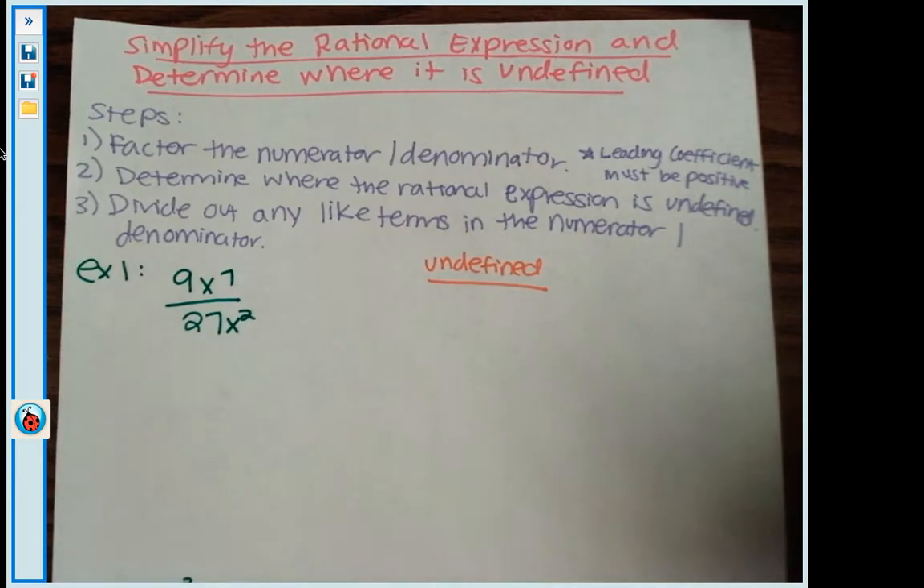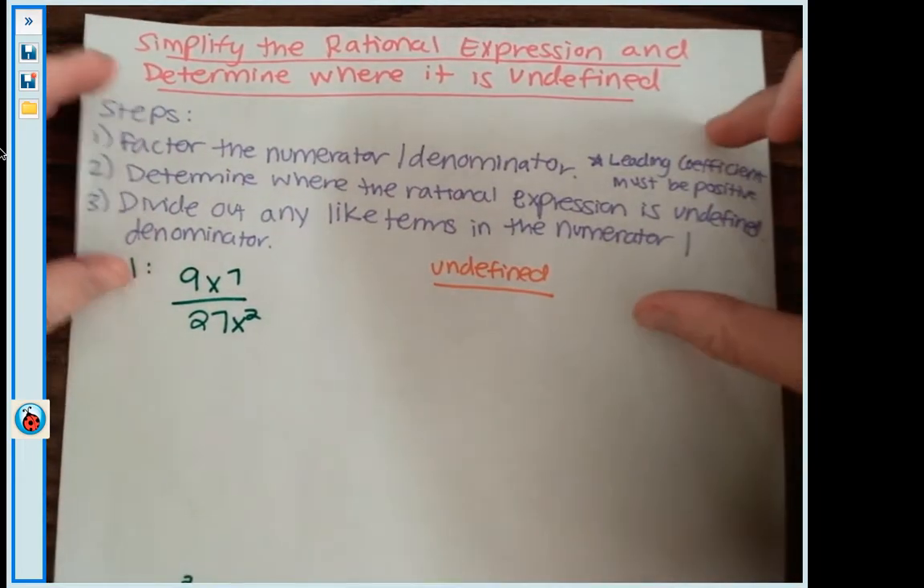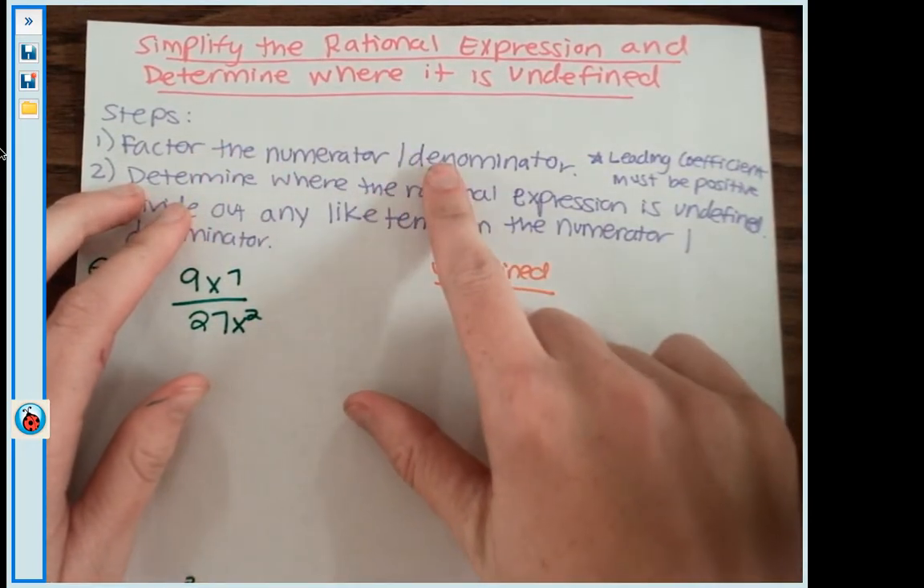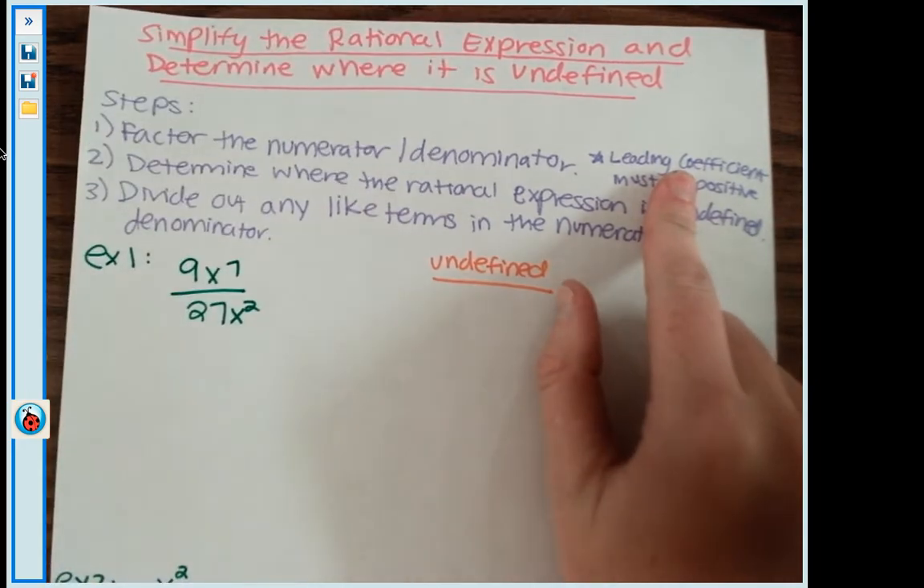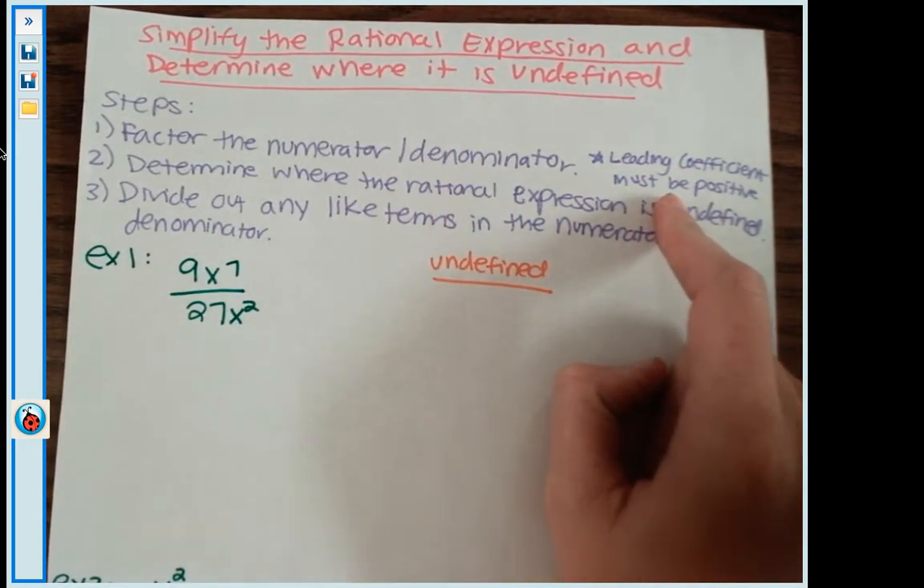Hey you guys, we're going to be simplifying our rational expressions and determining where the rational expression is undefined. Okay, so let's start with our steps. First, we will be factoring the numerator and denominator if possible, which remember, our leading coefficient must be positive, and if it's not, we will have to factor out a negative.